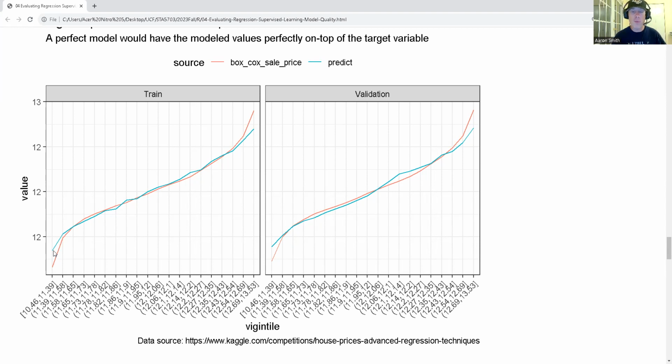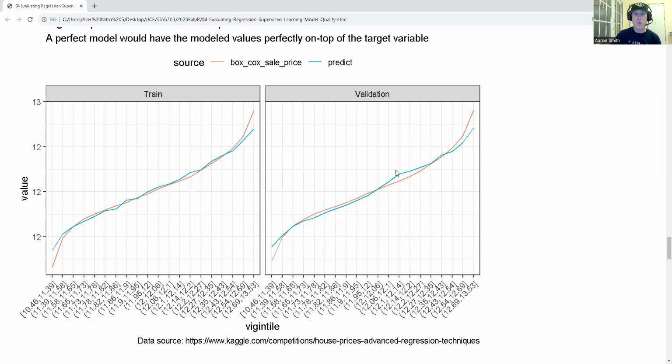Now, something that's nice about this is, if I had, let's say, two other models I'm considering, I could plot all three models onto the vigintile plot. I do the same scheme where I bin by the target variable, then I take averages for each of the models and then plot the line. And this is a way for us to compare multiple models on the same visualization.